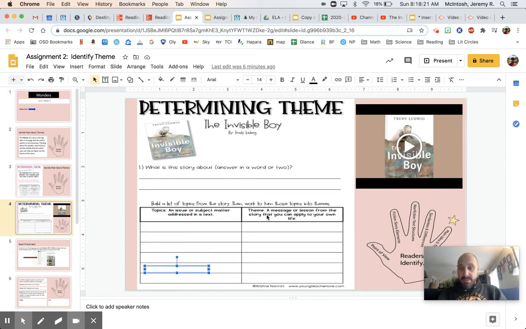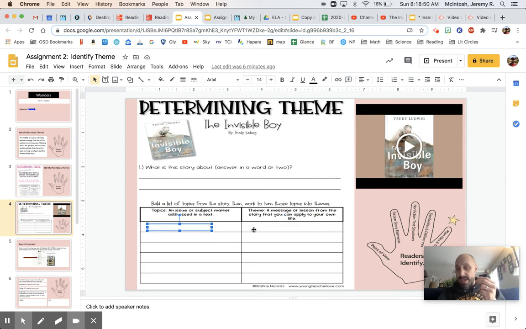Okay. Now, the theme is a message or lesson from the story that you can apply to your own life. So, what is the author trying to teach us? What is the author's intent for this story? Why did the author tell us this story? You don't have to use all of these text boxes, but I included them in case you needed to. So, the topic is the issue addressed in the story, and the theme is the message or lesson that the author is trying to teach us.